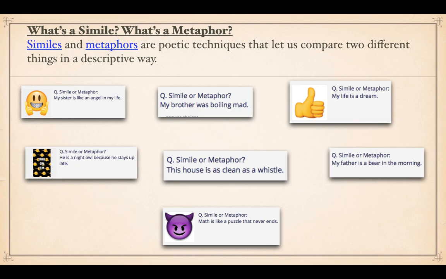This house is as clean as a whistle. Well, we've got the word as in there twice, so it's definitely a simile. My father is a bear in the morning. Once again, there's no like or as, so this is a metaphor. And the last one, maths is like a puzzle that never ends. So that sentence has like in it, so therefore it's a simile. Well, you should have checked yours by now. So how did you do?